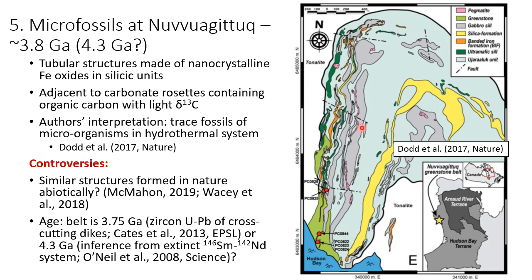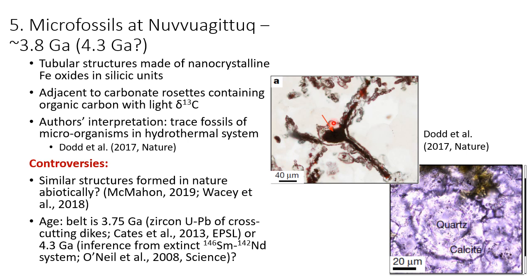In particular, the youngest zircons in sandstones that are associated with these basalts are 3.78 billion years in age, which suggests potentially much younger origins for much of the materials in here. And the belt is overall cross-cut by granitic dikes that are 3.75 billion years in age. So these proposed microfossils are found in the silica units, and they consist of tubular structures made up of nanocrystalline iron oxides. There is organic carbon in the silica unit, although it is not directly associated with these tubular structures, but is in other structures found adjacent to them in this silica unit.